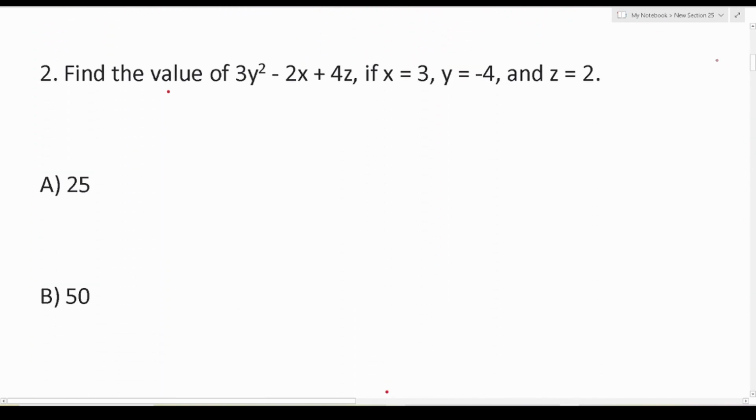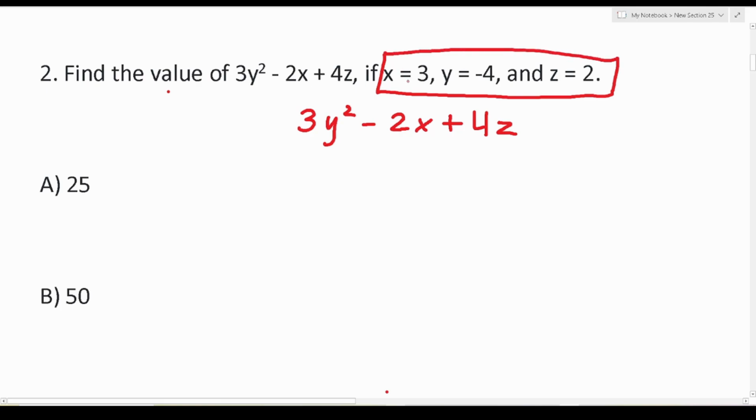All right, number 2 says, find the value of 3y squared minus 2x plus 4z if x equals 3, y equals negative 4, and z equals 2. So not surprisingly, I'm going to start by copying this one down. We have 3y squared minus 2x plus 4z.